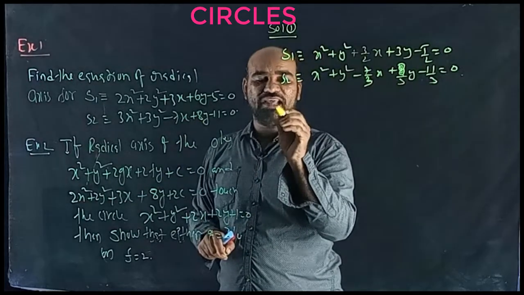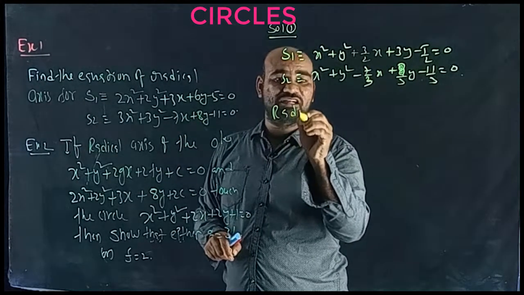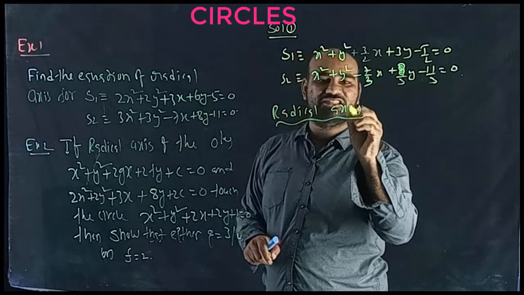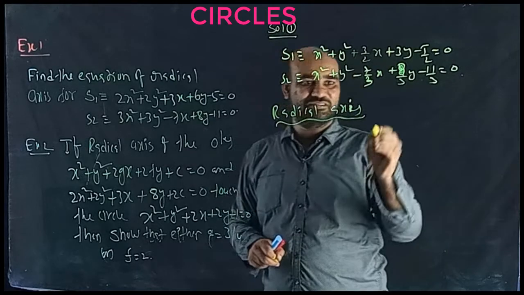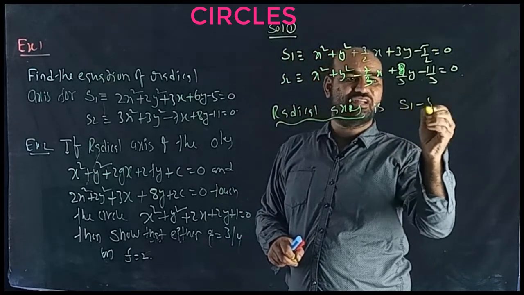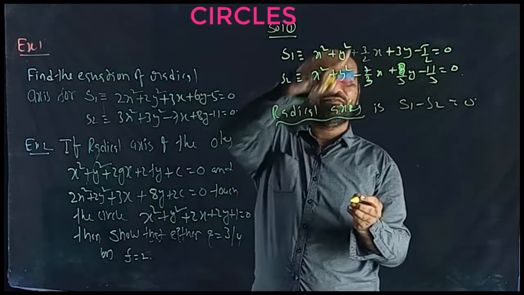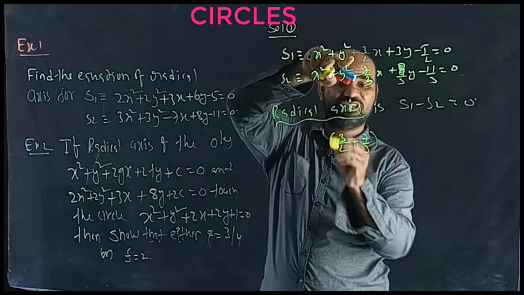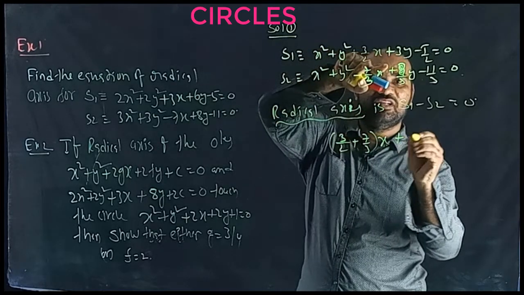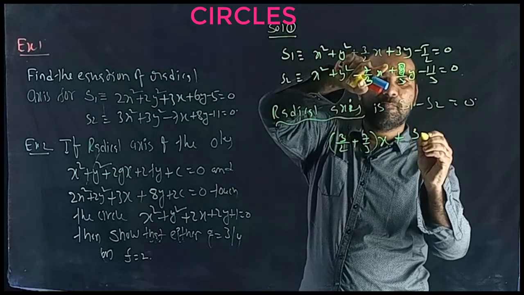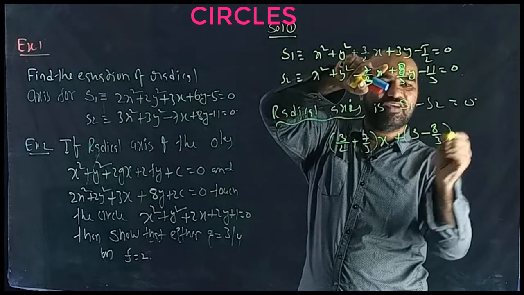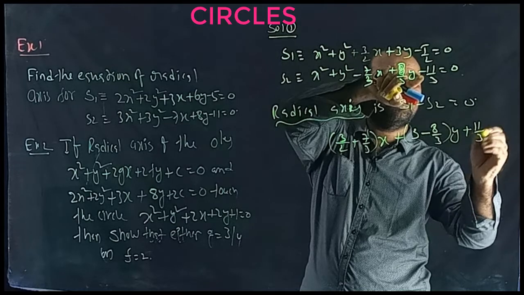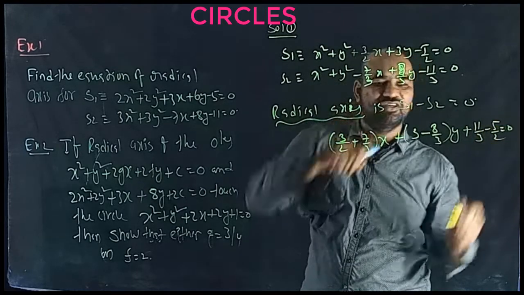Radical axis. Axis means only one, no? Radical axis is S1 minus S2 equal to 0. Subtracting. So what happened? 3 by 2 plus 7 by 3 times of x plus 3 minus 8 by 3 times of y plus 11 by 3 minus 5 by 2 equal to 0. This is the radical axis equation.